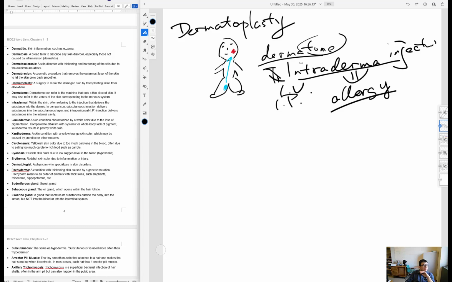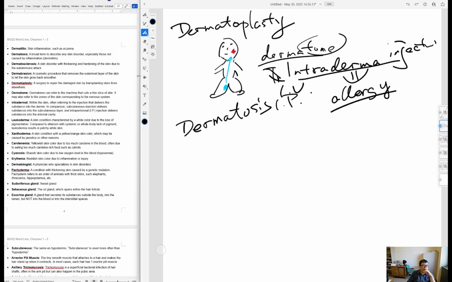I think I passed a lot. Okay, I didn't mention this one. Let me come back. Dermatosis. Dermatosis is basically a skin disorder not caused by inflammation or infection. So dermatosis is anything that's not dermatitis, not dermatomyositis, and other skin disorders.